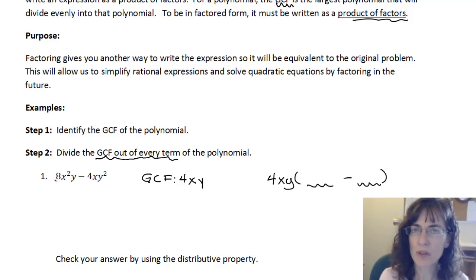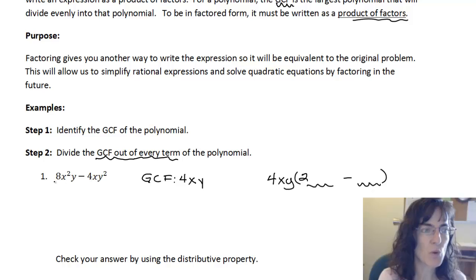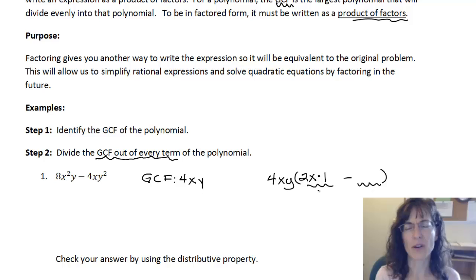And I can start with the numbers. 4 times 2 will give me 8, so I know 2 goes here. And then x times what will give me x squared. Well, I need another x. And then y times what will give me this y over here. And I've just got a y, so it would be a 1, so I really don't have anything to think about there. Times 1 won't change my value at all.